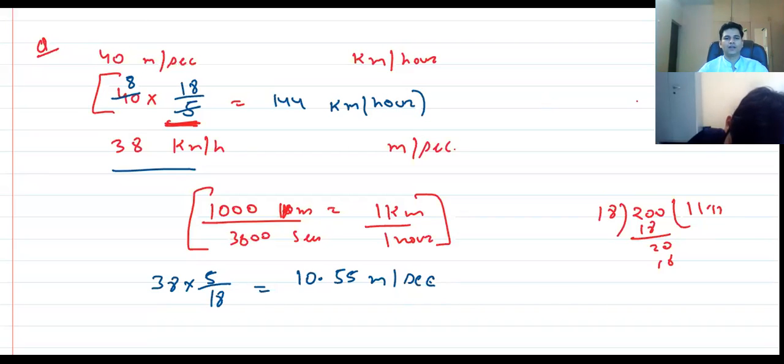So we will convert meter per second into kilometer per hour by multiplying 18 by 5, and we will convert kilometer per hour into meter per second by multiplying 5 by 18. Got it, everyone? Right? Okay, very good, Aditya.